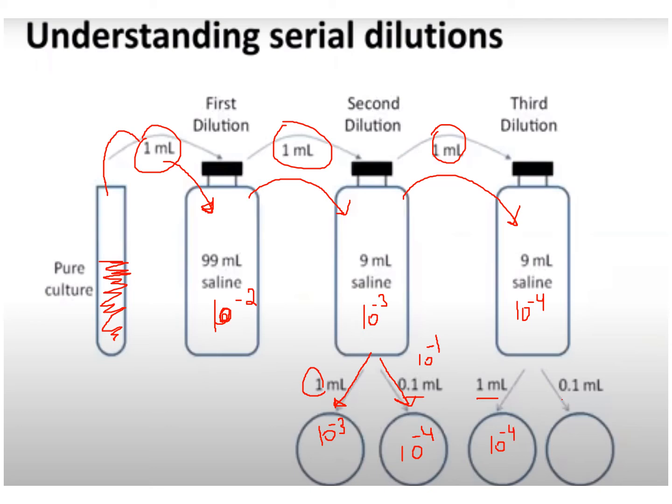But if you go ahead and plate 0.1 mil, as I said, that's another 10 to the negative 1. So it's going to be 10 to the negative 5. So if you take a look at this very last plate, the one with the arrow pointed to it, you've diluted your original sample by 10 to the negative 5.